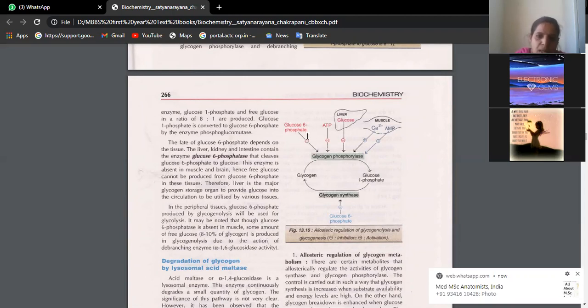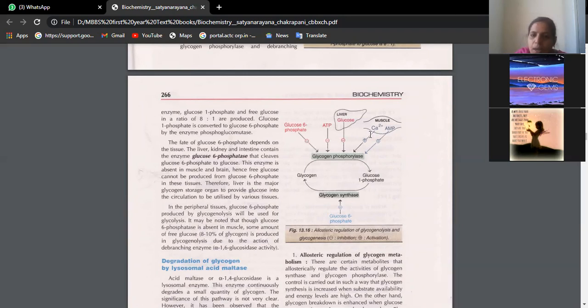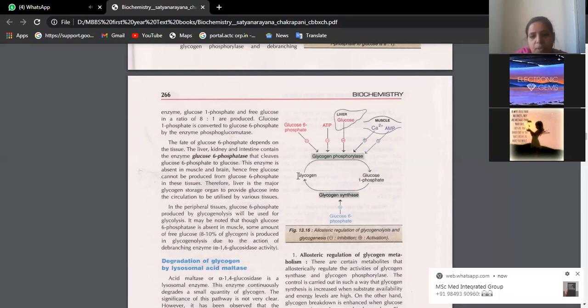Suppose glucose 6-phosphate gives negative feedback. That means this will stop. If ATP is already high, it will stop. These negative factors are all inhibiting. Whereas increased calcium levels and AMP will promote glycogen being broken down into glucose 1-phosphate, that means glycogenolysis. Similarly, glucose 6-phosphate is the activator for the conversion of glucose 1-phosphate to glycogen.